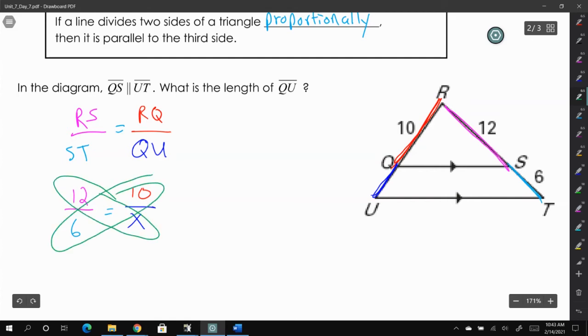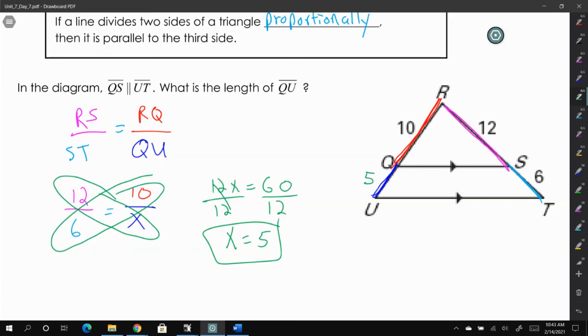So that we can cross multiply, and we get 12X equals 60. We divide both sides by 12. X is equal to 5. So this length right here for QU is 5.